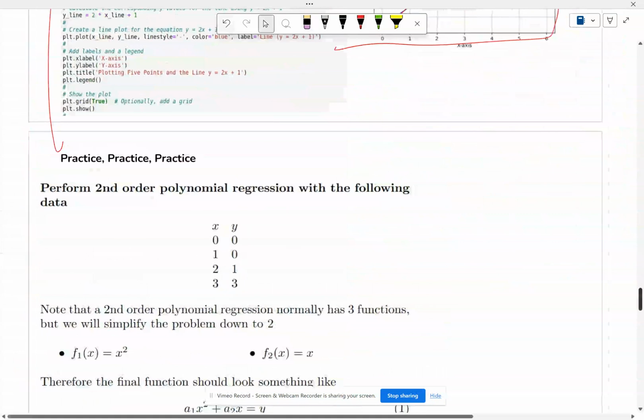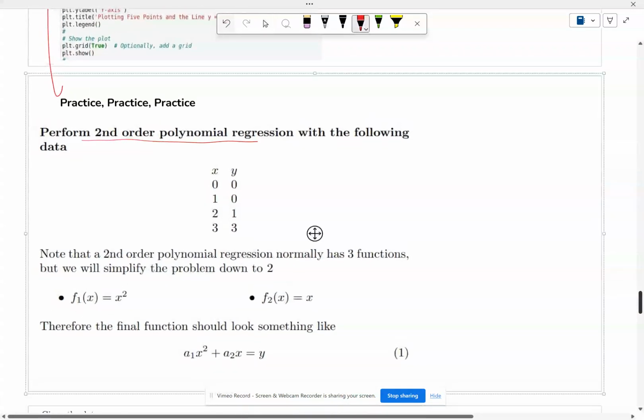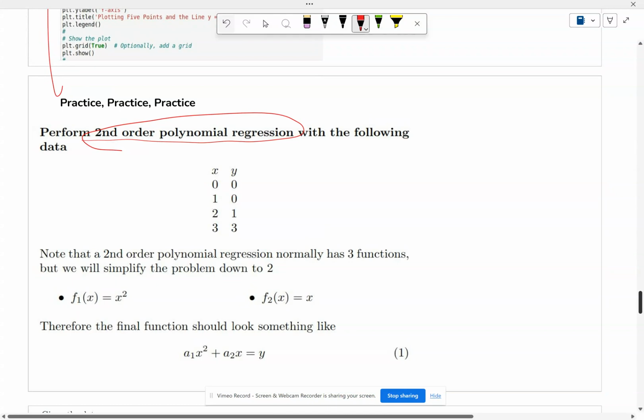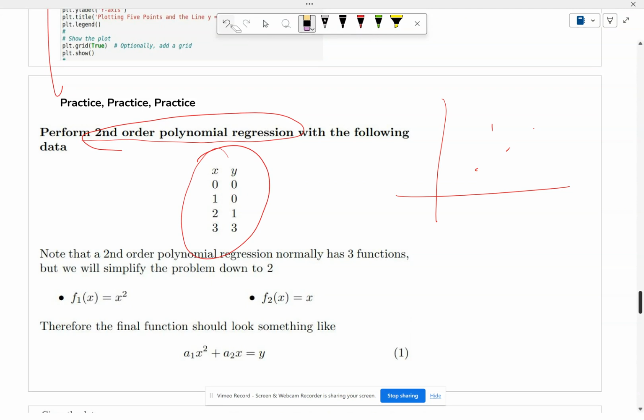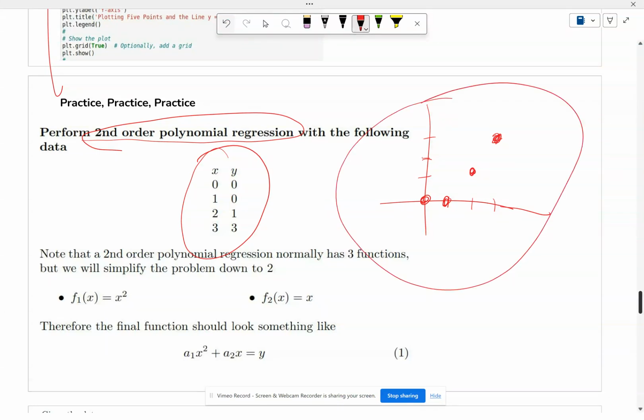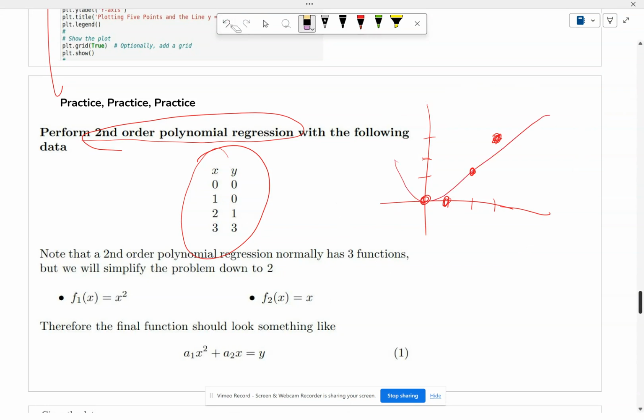So practice. Now, I want you to perform a second order polynomial regression with the following data. So here's the data, and you can plot this data out. You'll look something like this. The points are 0, 0; 1, 0; 2, 1; 3, 3. So now you want to come up with an equation that essentially can draw a line that does a good job of fitting them.